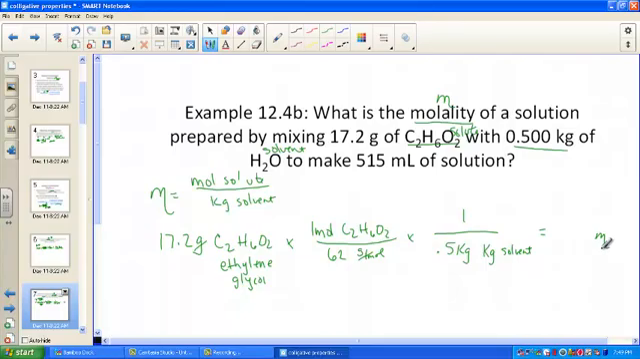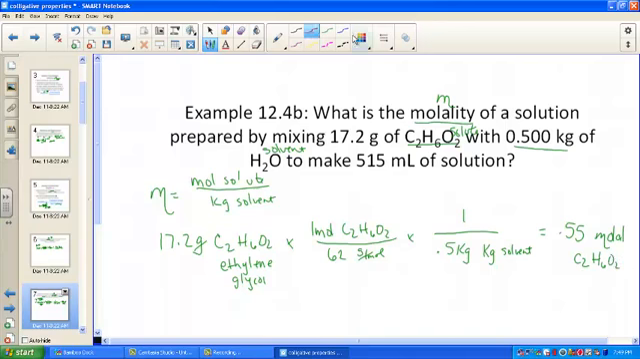17.2 divided by 62, divided by 0.5, and my molality is 0.5548. Oh, let's put that down as 0.55 molal. I can write that out: molal units of ethylene glycol.